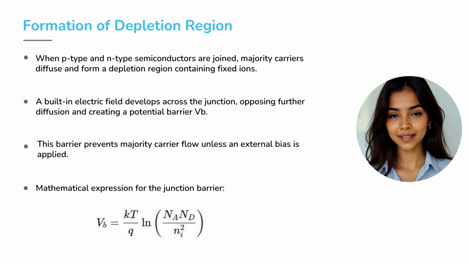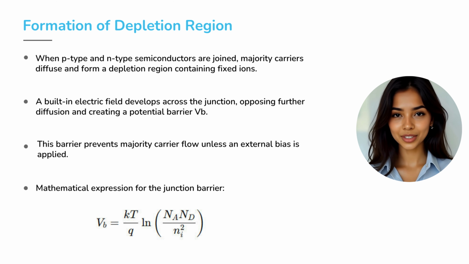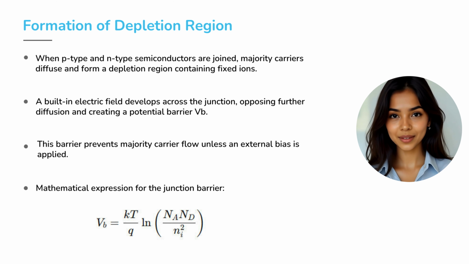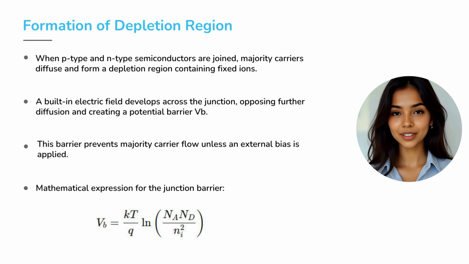As they recombine, they leave behind charged ions near the junction, forming what's called the depletion region, a space with fixed ions and no free carriers. This region sets up its own electric field that says, "Whoa! No more partying across the junction." It creates a potential barrier, V sub B, which stands in the way of further diffusion. That's your built-in electric field, and unless we apply an external bias, majority carriers are not allowed to cross.